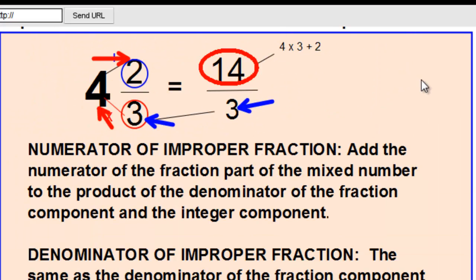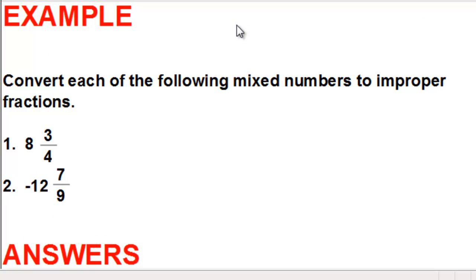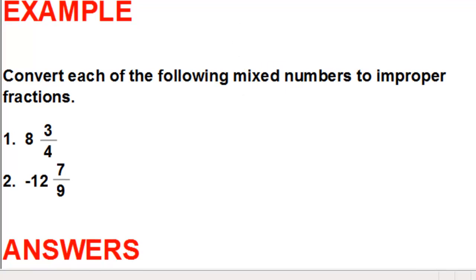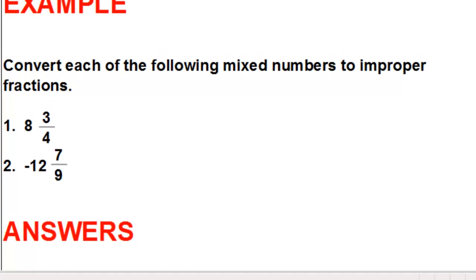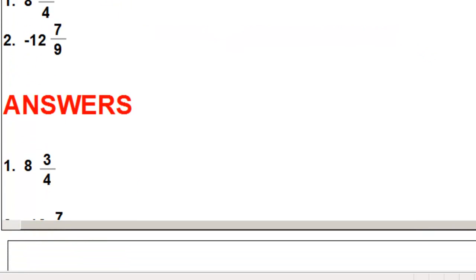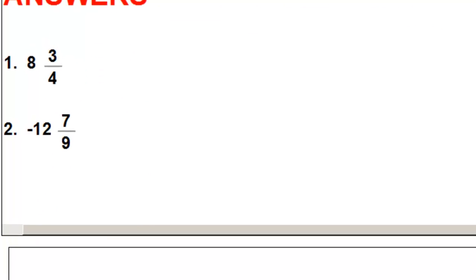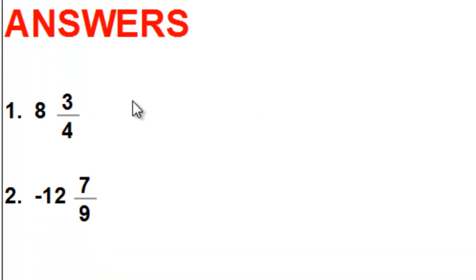So let's look at an example. Convert each of the following mixed numbers to improper fractions: 8 3/4 and -12 and 7/9. Okay, so here's what you do. 8 3/4. Well, how do we get that? Well, we're going to go 8 times 4 plus 3 in order to get our numerator.